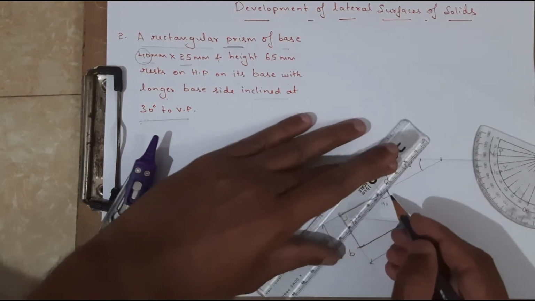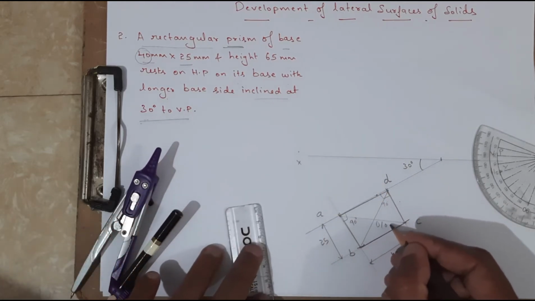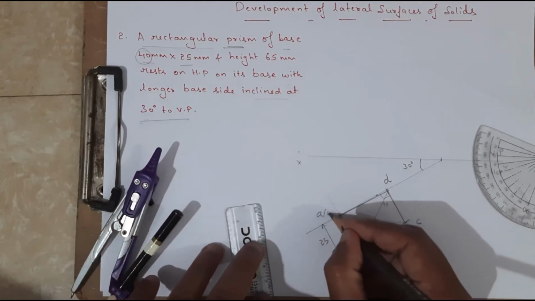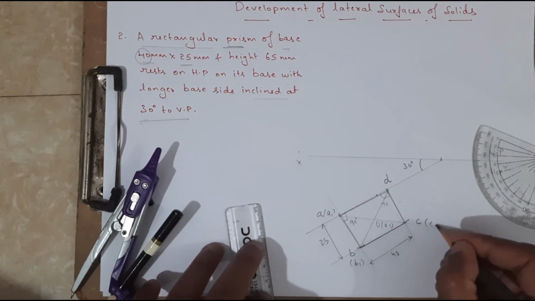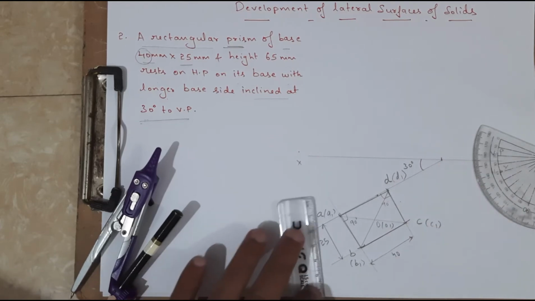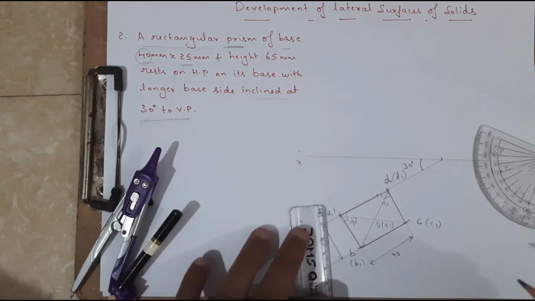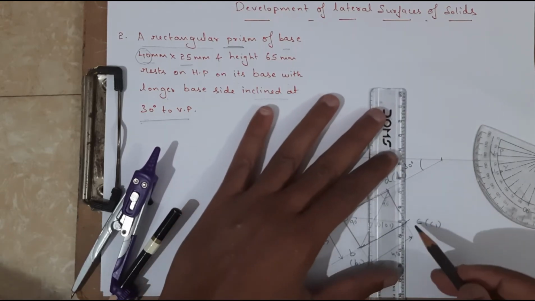So this will be O, O1. This one will be A1, the bottom face corner. There is B1, C1 and also D1. Okay. So next, we are going to draw the projection upwards.